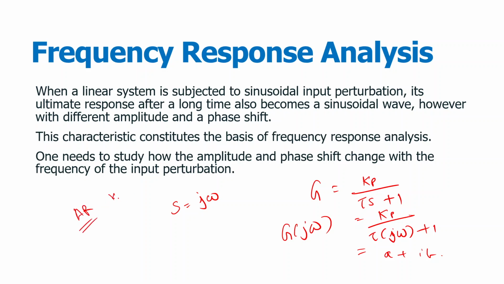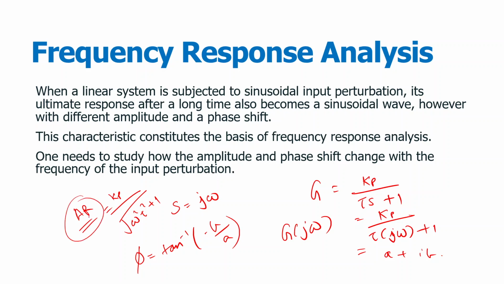So for this system, it is Kp upon under root of omega square tau square plus 1. And we can also calculate the phase lag or the phase angle, that is tan inverse of minus b by a.